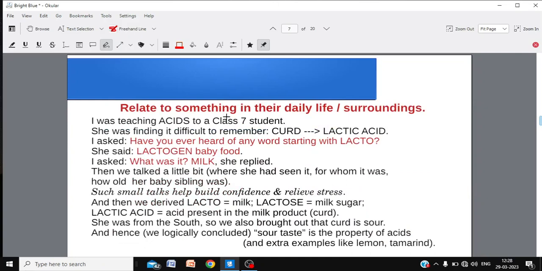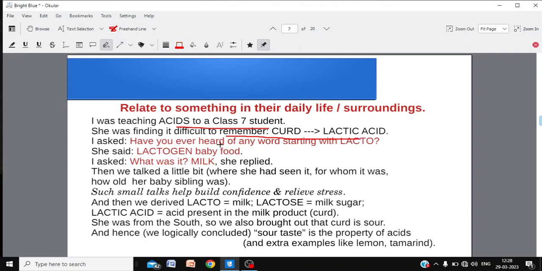Relate to something in their daily life. Here I was teaching acids to a class 7 student. She was finding it difficult to remember that curd contains lactic acid. She was remembering vinegar, lemon, citric acid, oxalic acid, everything, but somehow she was getting confused with curd and lactic acid.